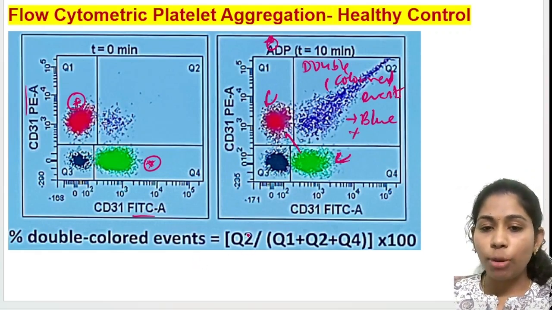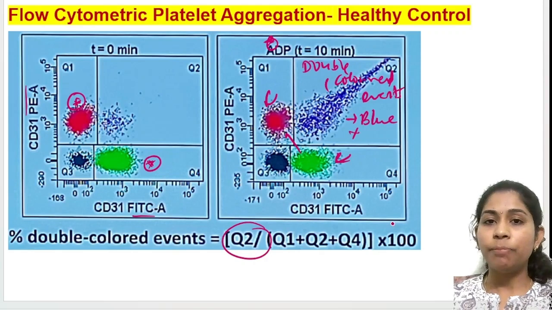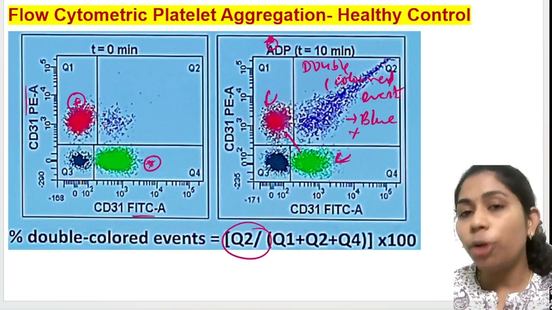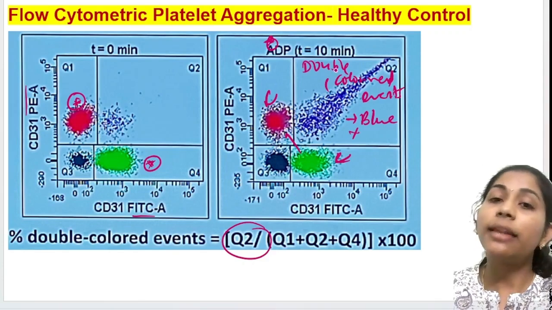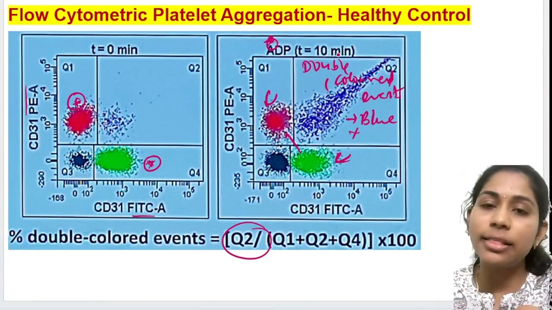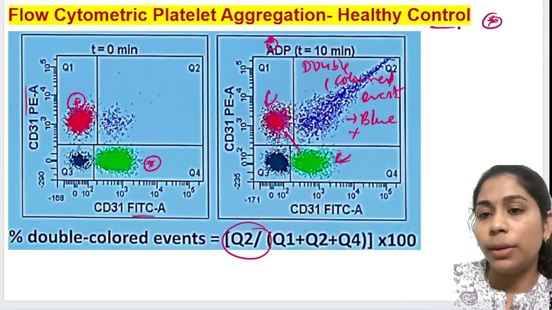So how will they calculate? This is the formula: the double colored events in the Q2 region divided by all the regions, Q1, Q2 and Q4, everything, into 100%. Okay, so this we will do. So here if the blue color is forming, that is normal, right? Two different colors have combined, that means platelets are aggregating. That's why green and red, when combined, form the blue color, that means aggregation is happening. That means the GP2B3A receptor is absolutely normal. So the patient is normal, a healthy control.